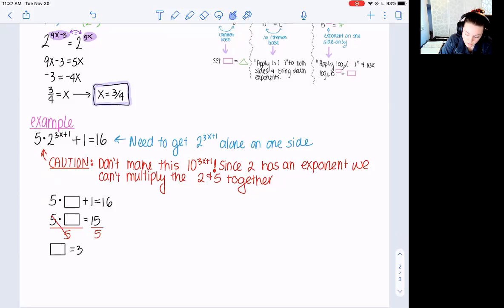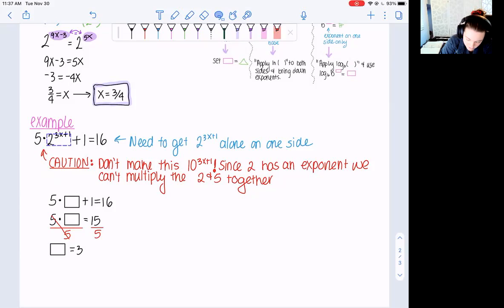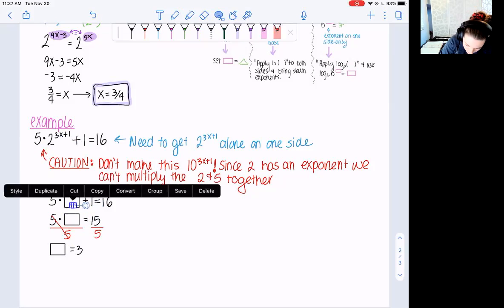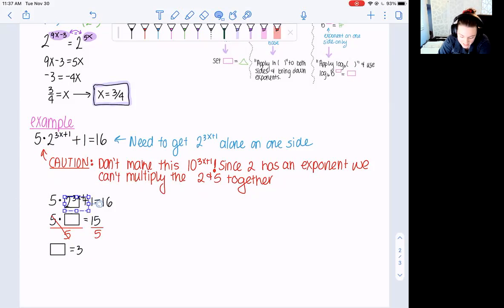So in doing this math to get 2 raised to the 3x plus 1 by itself, it's like you're putting 2 raised to the 3x plus 1 into that box. And that's how you're going to get 2 raised to the 3x plus 1 completely by itself. Let's see how that looks.